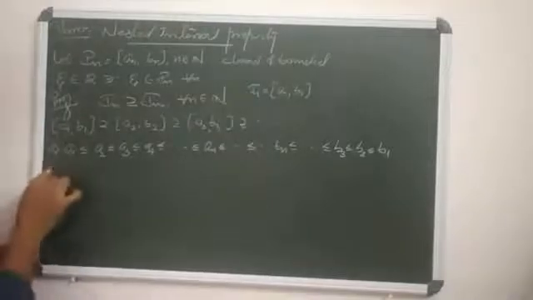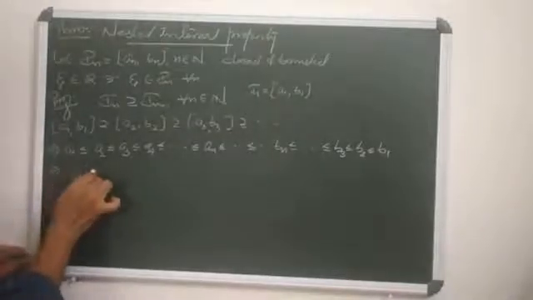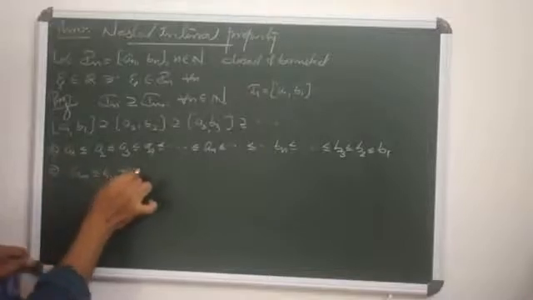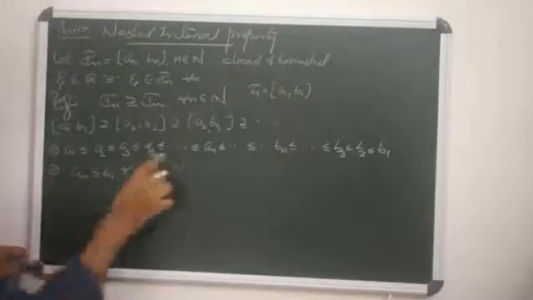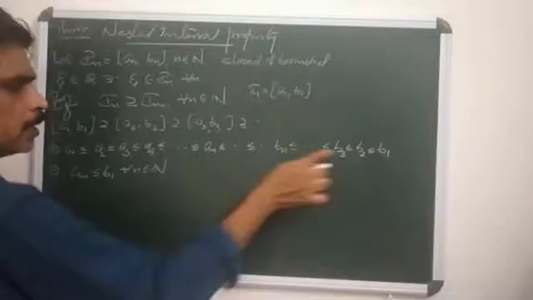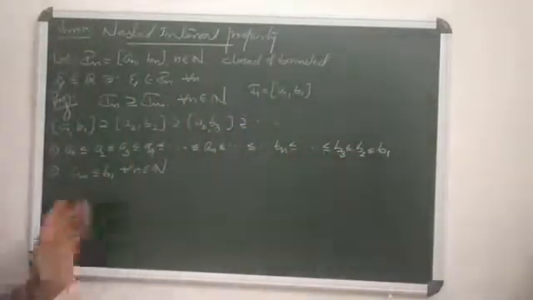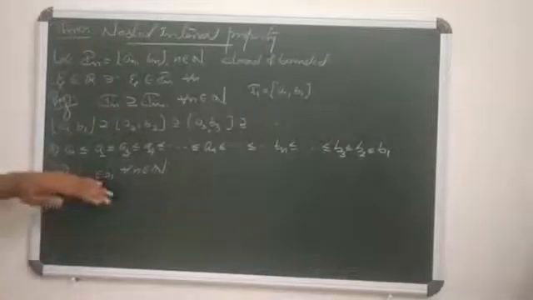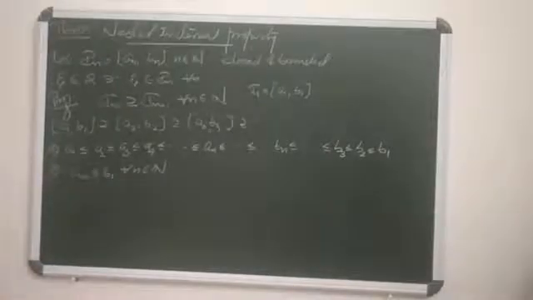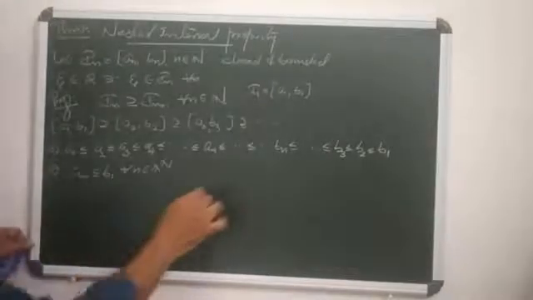Here that means An ≤ B1 for all n in N. So A1 ≤ B1, A2 ≤ B1, etc. An ≤ B1 for all n in N. Agree?